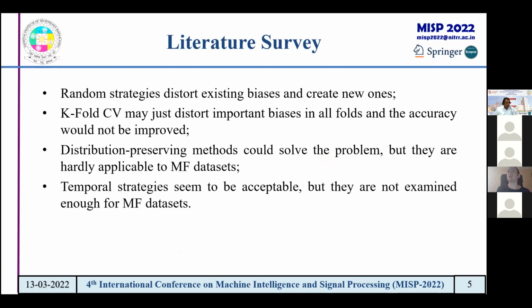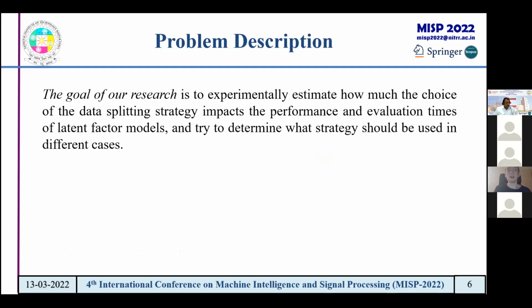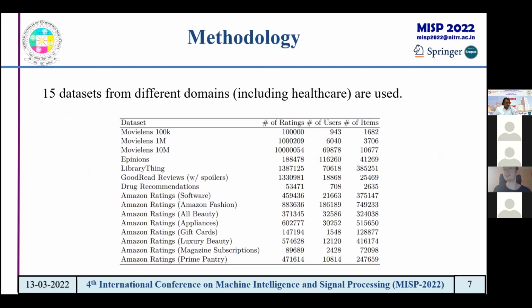So here is the summary. There are a couple of acceptable methods, but there is a real need to evaluate them for matrix factorization models. So the goal of our research is to experimentally estimate how much the choice of the data splitting strategy impacts the performance and evaluation times of latent factor models, and try to determine what strategies should be used in different cases. How do we reach this goal?